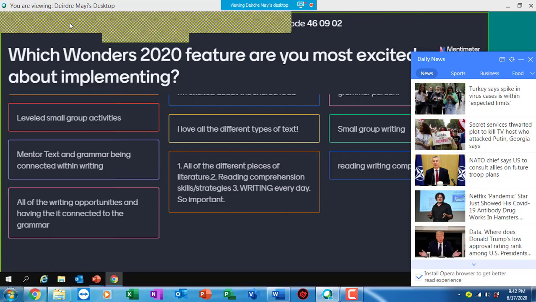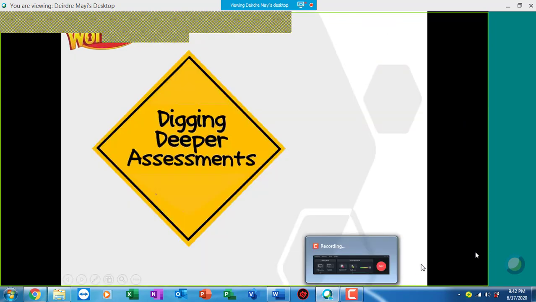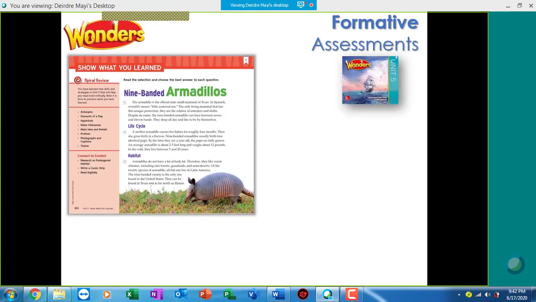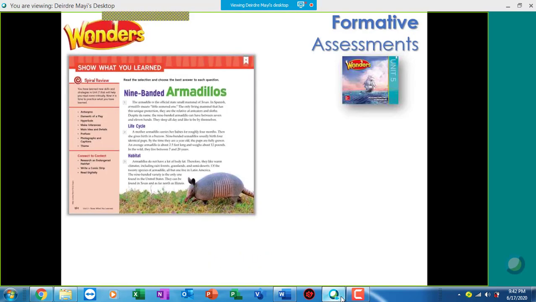Now, I want to go back and I want to talk about assessment very, very quickly, and then we'll spend a little bit of time online. All right, with respect to assessment, note that your students will have many opportunities for formative assessments, but I wanted to point out something that often gets overlooked. In the back of each reading writing companion, you see an opportunity for formative assessment called Show What You Learned.